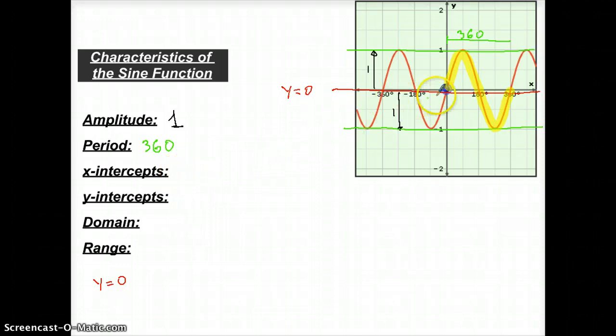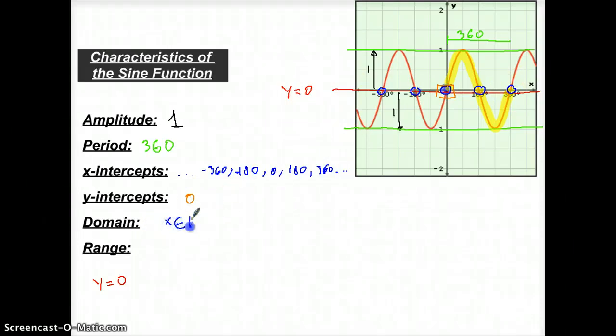The x-intercepts, well, that's going to cross at 0, at 180, at 360, at negative 180, at negative 360. So I'm going to have a whole bunch of them, right? Negative 360, negative 180, 0, 180, 360, etc. I'm going to have infinite times that this thing crosses because it goes on and on. Y-intercepts, though, there's only 1, and it crosses right there at 0.